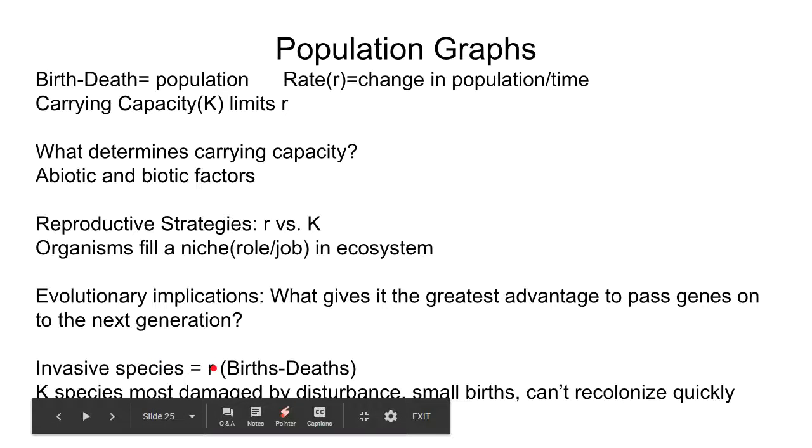They're going to be more R-selected, where we have very few deaths and a big boom burst, so then they can really take over an area. In addition, K species are oftentimes most damaged by a disturbance because they do have small numbers of births. They can't recolonize quickly the way our R species do. But these are the high points when we start talking about population ecology.